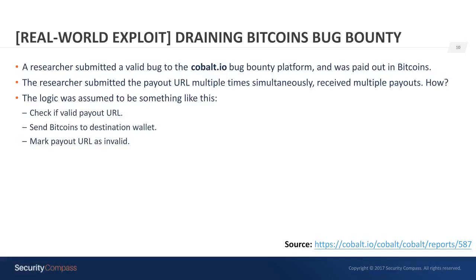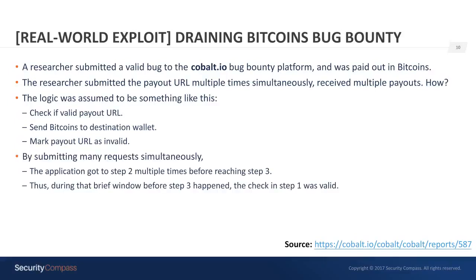The first step was, let's say I am the one submitting a payout URL. The logic was, you received the payout URL. Is that valid? Yes, it's valid. The system says, okay, then you need to send the allocated Bitcoins to the destination wallet. And then after I've finished sending the Bitcoins to the destination wallet, I mark the payout URL as invalid. That's fair enough, right? Again, from an assumption perspective, all three of them should be happening logically.